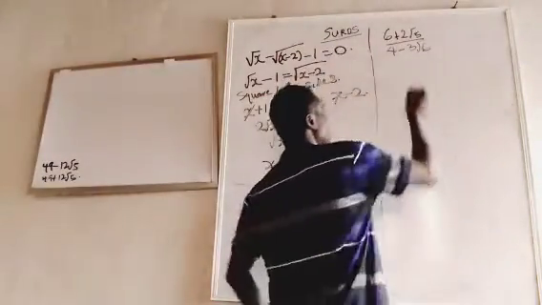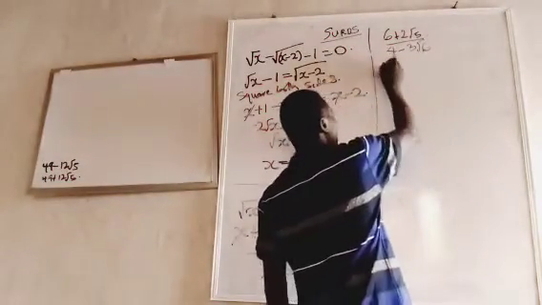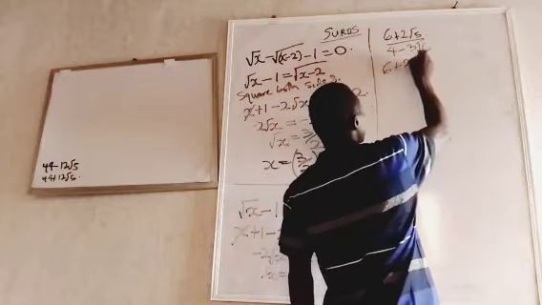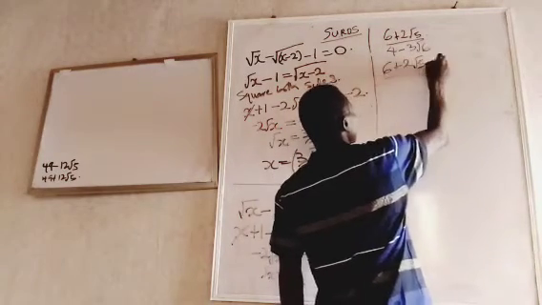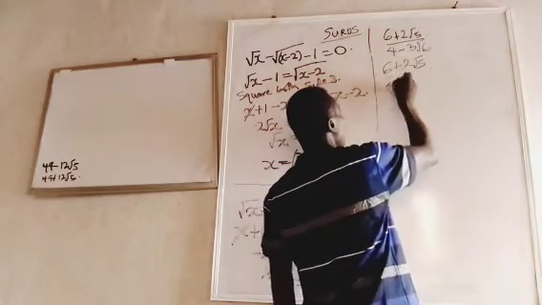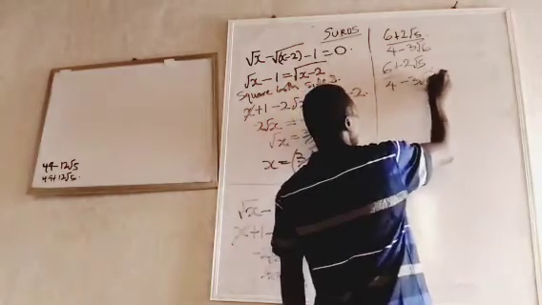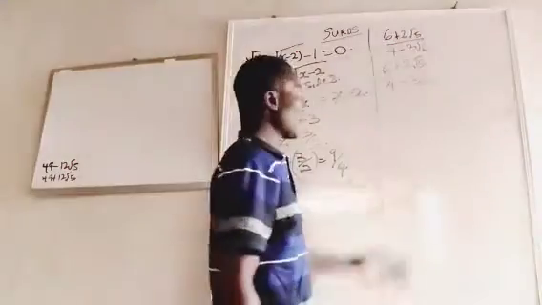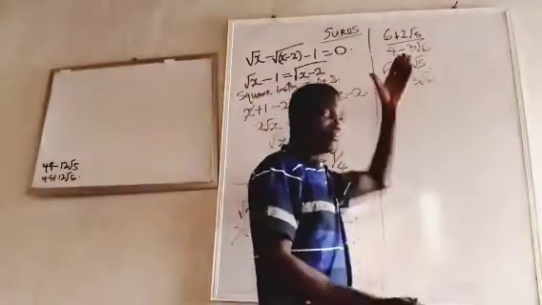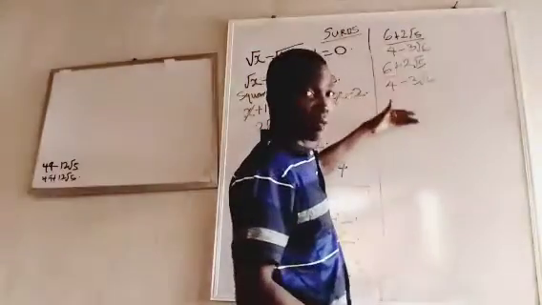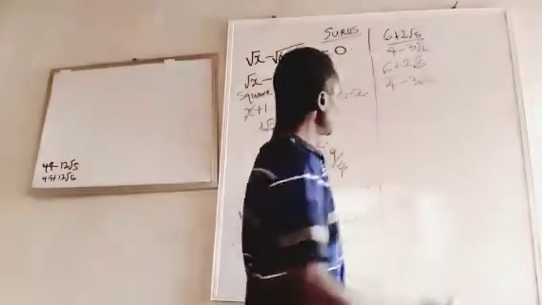If it's a normal theory question, I first of all write it out: 6 plus 2 root 5 divided by 4 minus 3 root 6. And then I write out, multiply the numerator and denominator by the conjugate of the denominator.